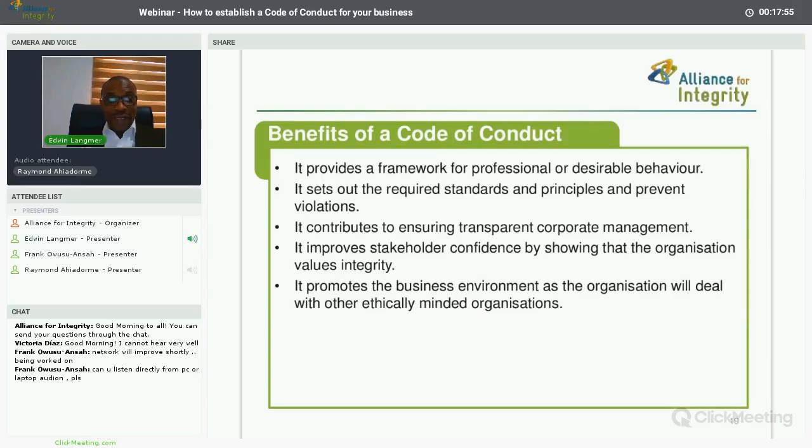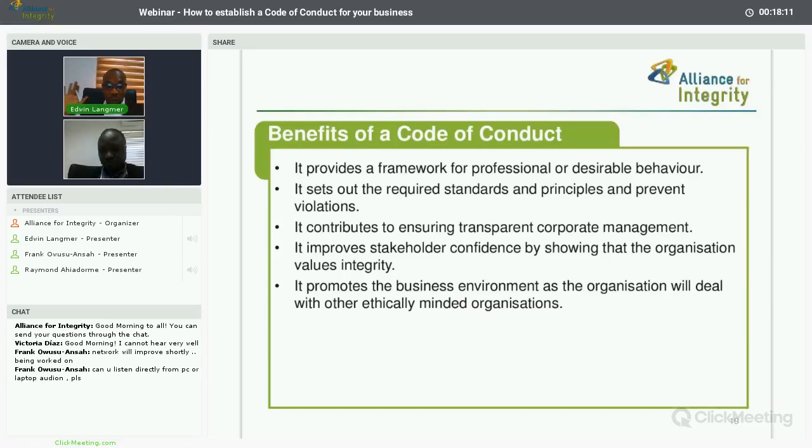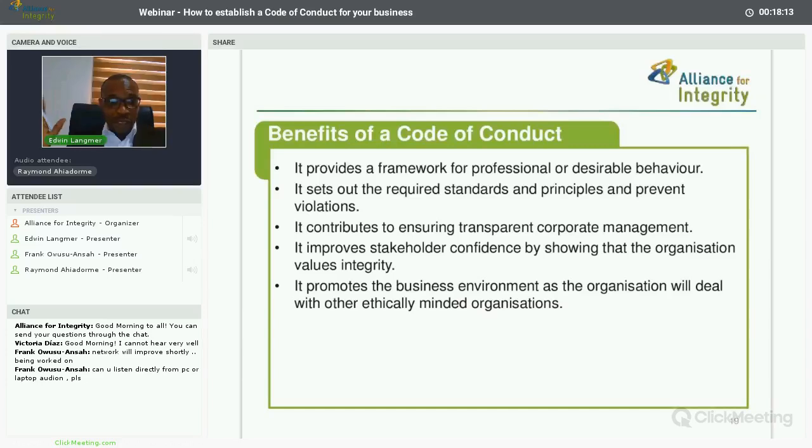It therefore follows that where there is no code of conduct, then breaches by employees can be justified. Because you say, yes, you didn't tell me, no one told me that I was not supposed to behave like this, no one told me that I was not supposed to do that.